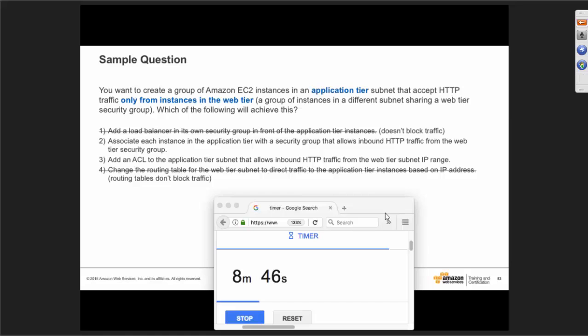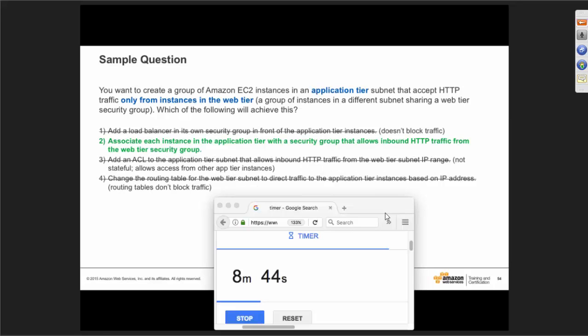So the only way to specifically restrict it to the web tier is to encapsulate the web tier within a security group and then allow that traffic into the application tier, with the source being that other security group. That's one of the interesting powers of security groups, is that you don't have to specify an IP address range. You can specify another security group as the source of that traffic. I hope that helps.